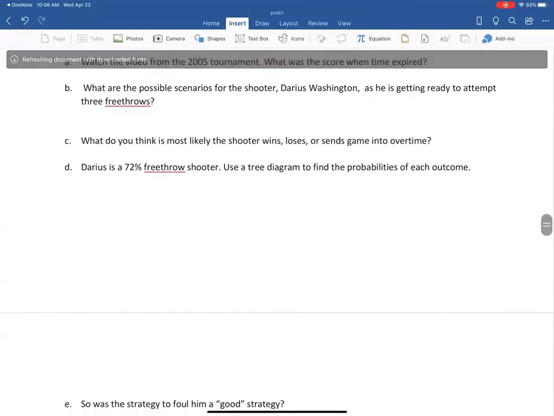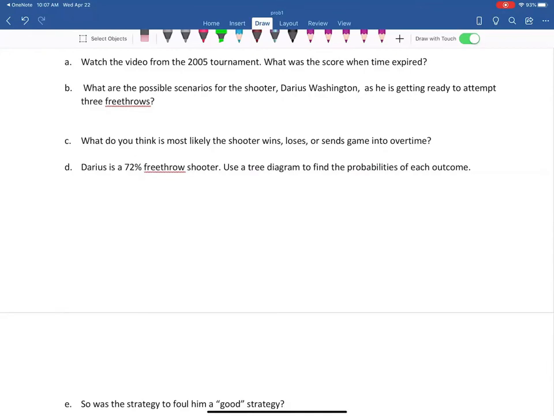I think I can put the tree diagram in there, so let's try it out. So it says Darius is a 72% free throw shooter. Use a tree diagram to find probabilities of each outcome. So first of all, we're going to draw like this. We'll say that he makes it is on the top. That's going to be 0.72. And then he misses it, of course, is going to be 0.28 because I'm just going to subtract that from 1, right? Now let's take a look at the second shot.